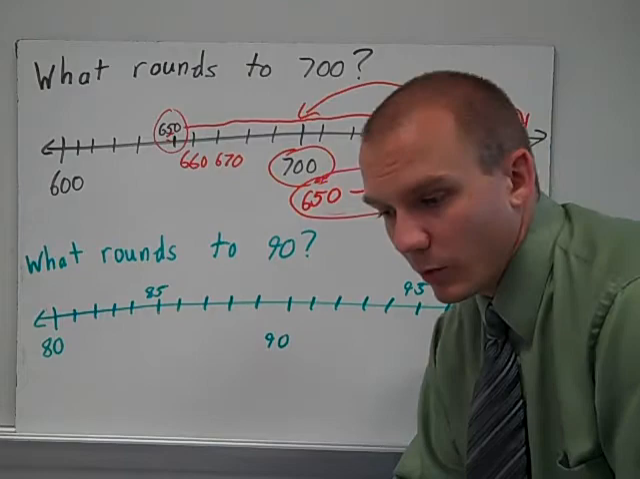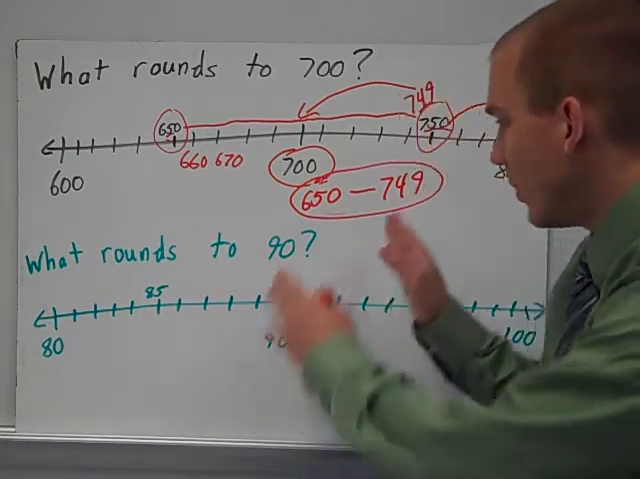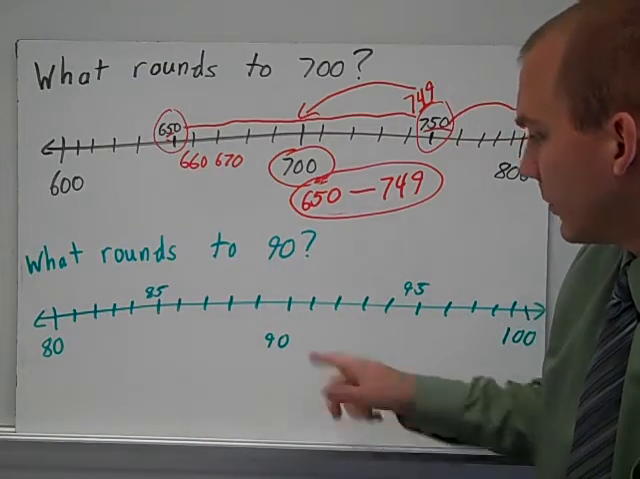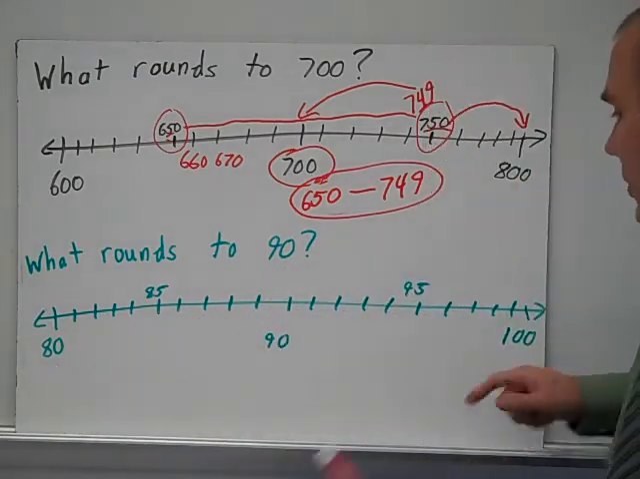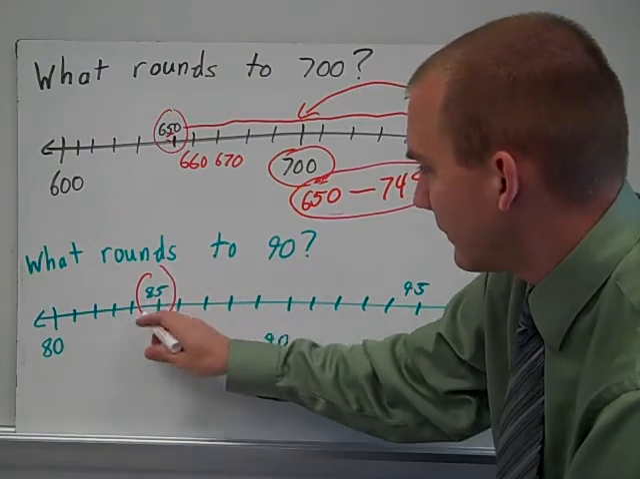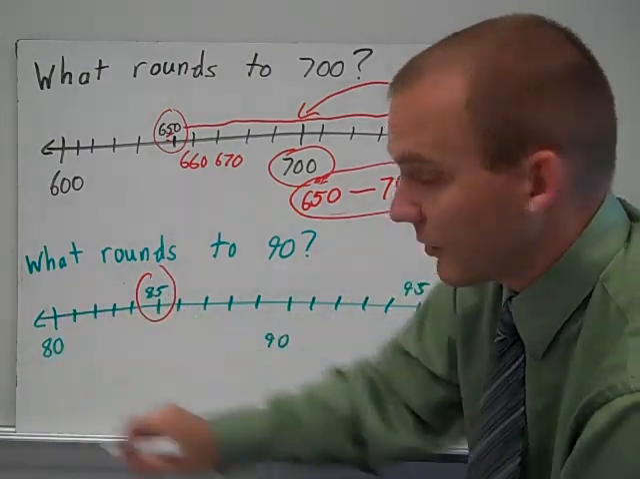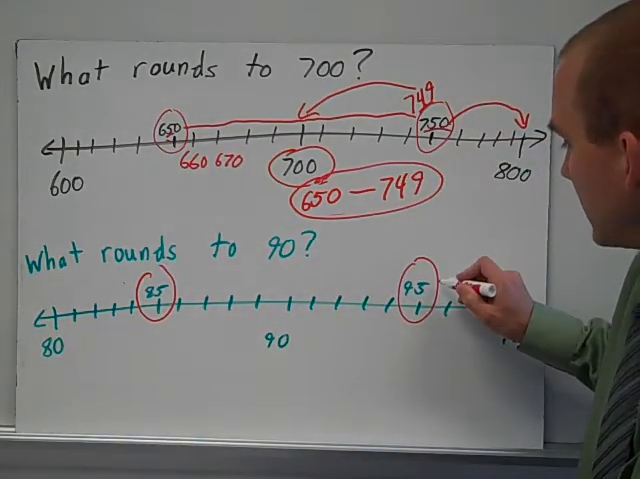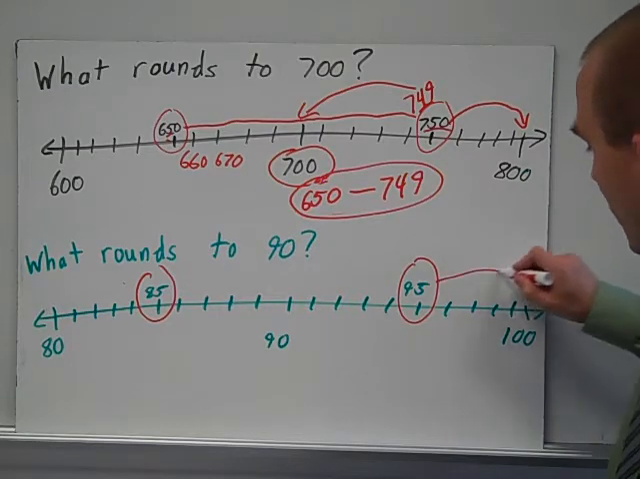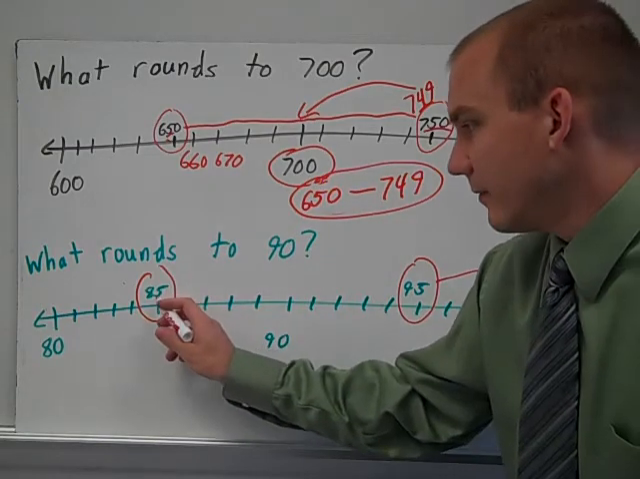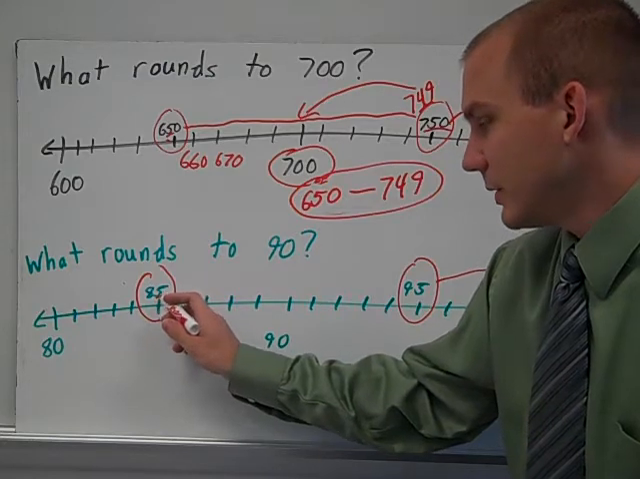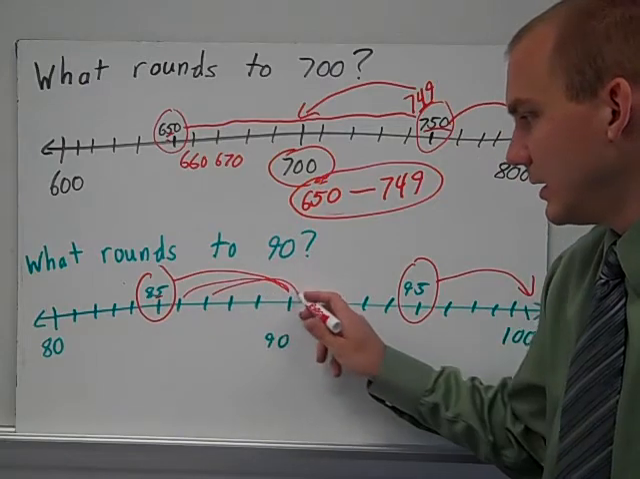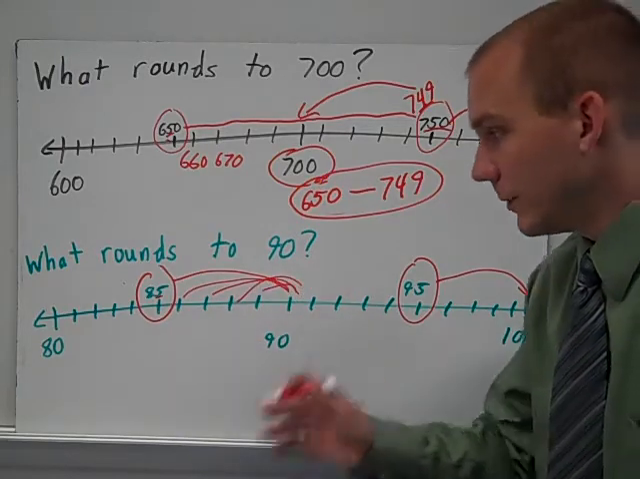Let's do that same thing, but with the tens. It's a little bit smaller range here. What rounds to 90? So here's 90 on the number line. I put 80 and 100, but really your key thing here is this 85, because 84 is going to round back. It's going to round down to 80. And 95 is going to round up to 100. So really 85, well, this with the 5 would say to round up, so it would go up to 90. 86, 87, 88, 89 would all come up to 90.